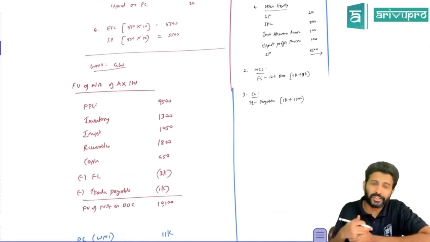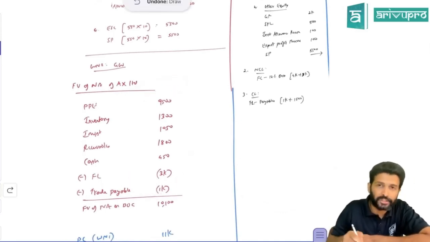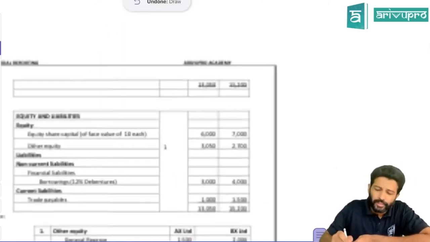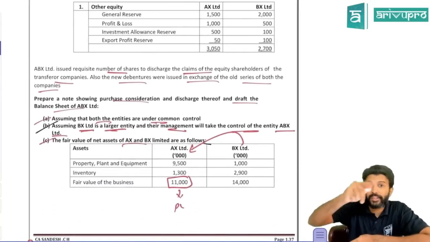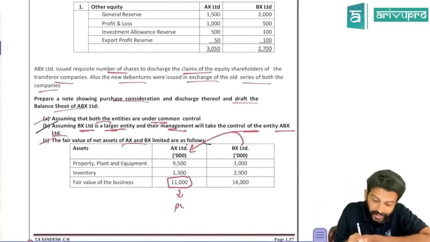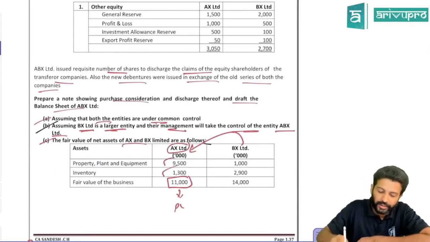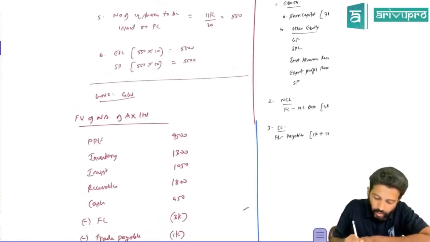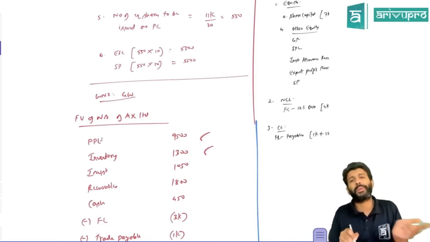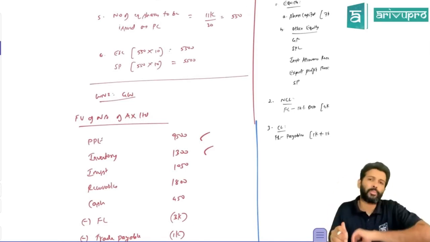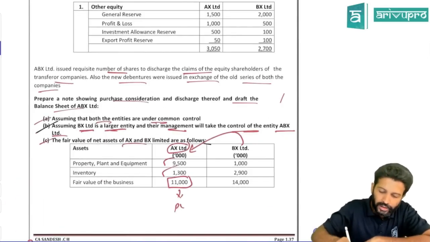First, we need the fair value of net assets. Let's find the fair value of all the net assets. For some of the assets the fair value is different, as given in the problem here. Whose fair value do you have to take? The fair value of the business of the seller. Who's the seller here? AX. So only take AX's fair value, which is PP&E at 9,500 and inventory at 1,300. These two have fair values. The rest of the assets do not have any extra fair value, which means their book value and fair value are assumed to be the same.